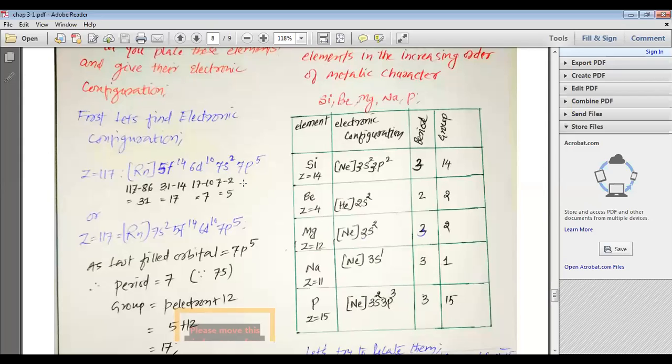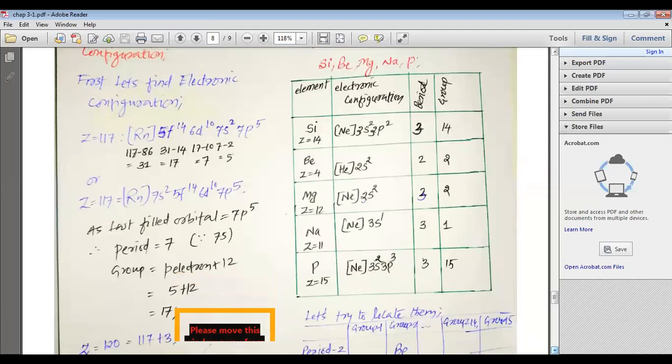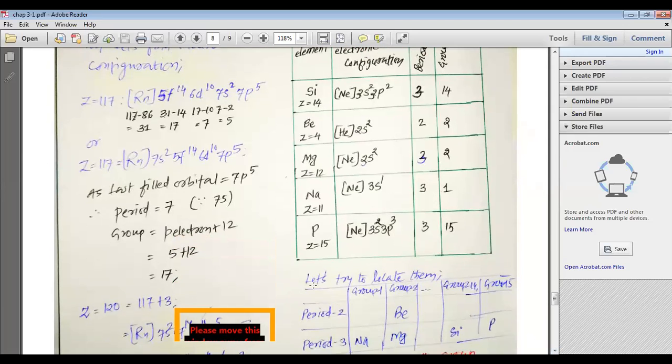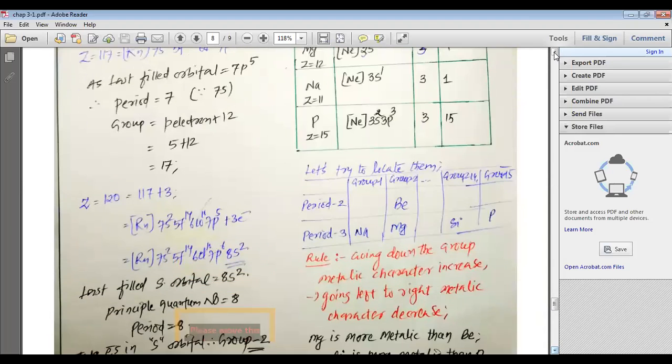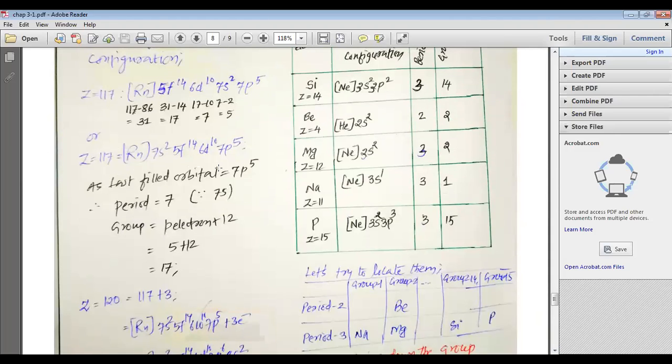At the same time, p has 5 electrons, and that is why the group number is equal to 5 plus 12, that is group 17 for this element. So the element belongs to the p block. The group number of the element is 17. Now we will look at the s orbital. When we look at the s orbital, my dear students, for Z equal to 117, the s orbital has principal quantum number 7, and as the s orbital has principal quantum number 7, the period number for this element is going to be 7.